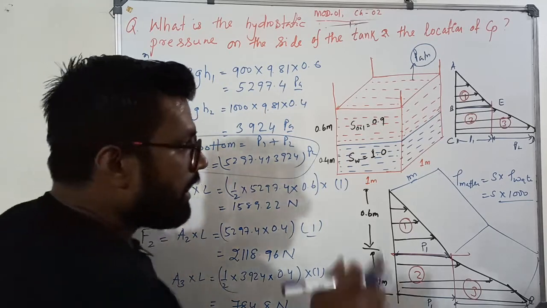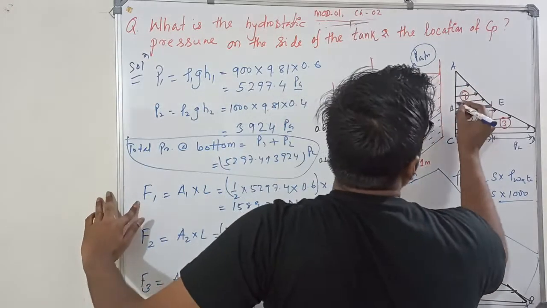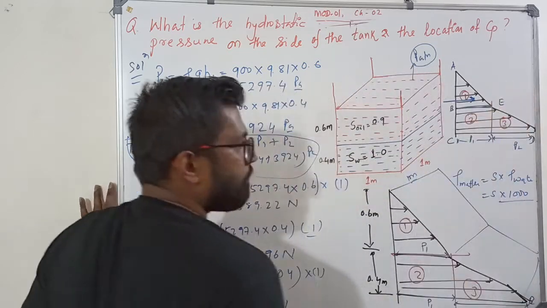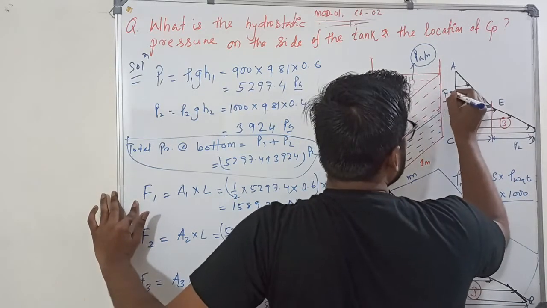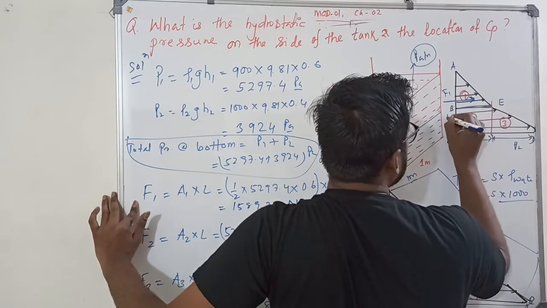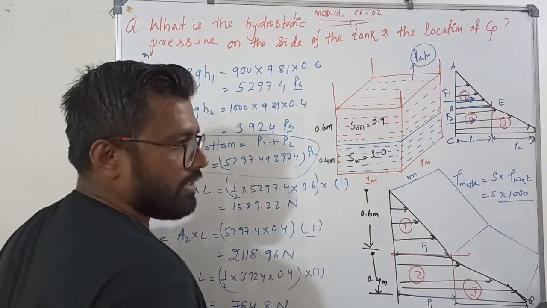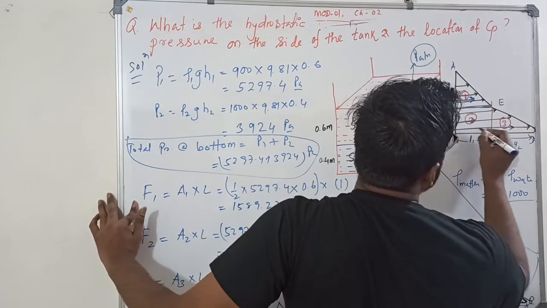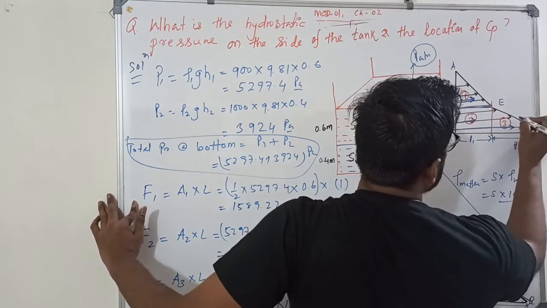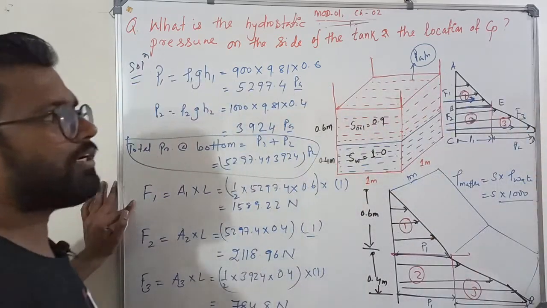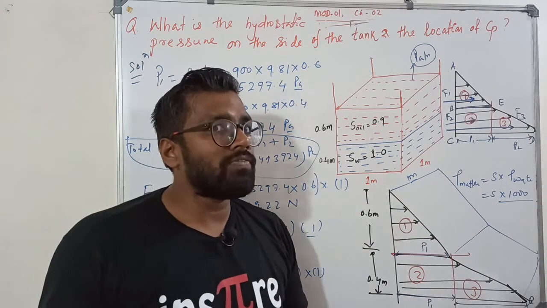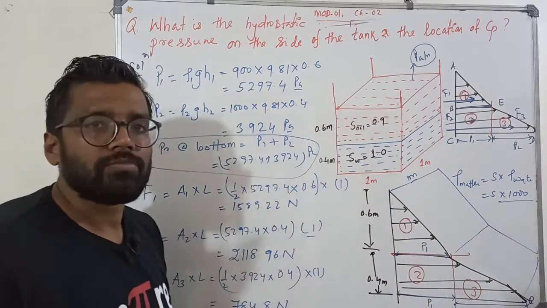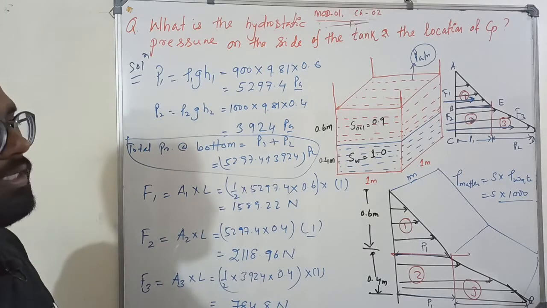What is F1? Sir, F1 is the hydrostatic force acting in the first region. F2 is the hydrostatic force acting in the second region. F3 is the hydrostatic force acting on the third layer. This is my F3. Okay? F1, F2 and F3. So what is the total hydrostatic force? The total hydrostatic force is F1 plus F2 plus F3.